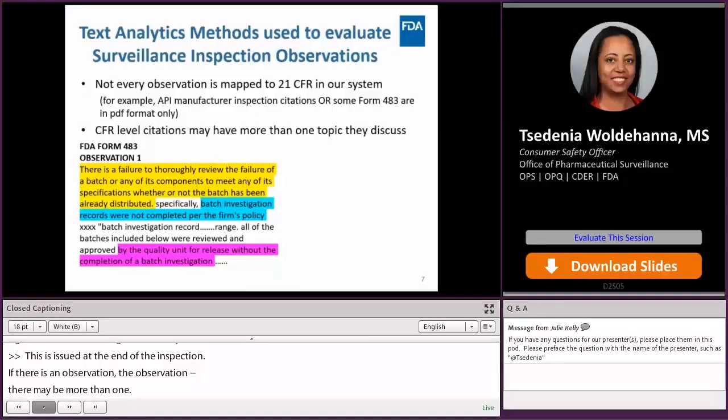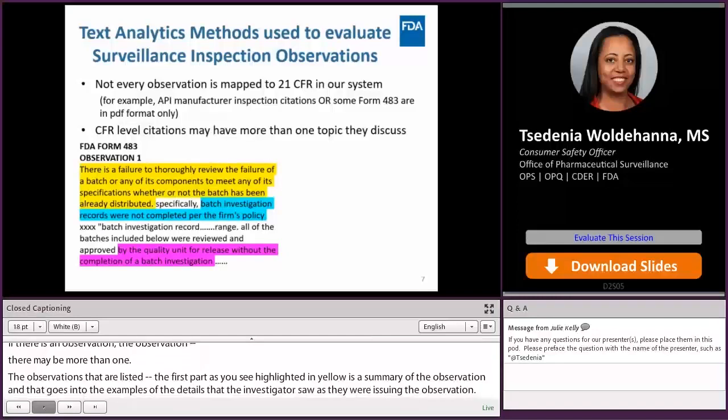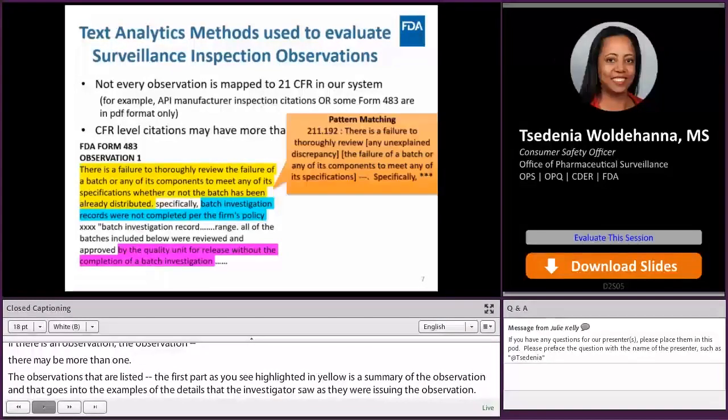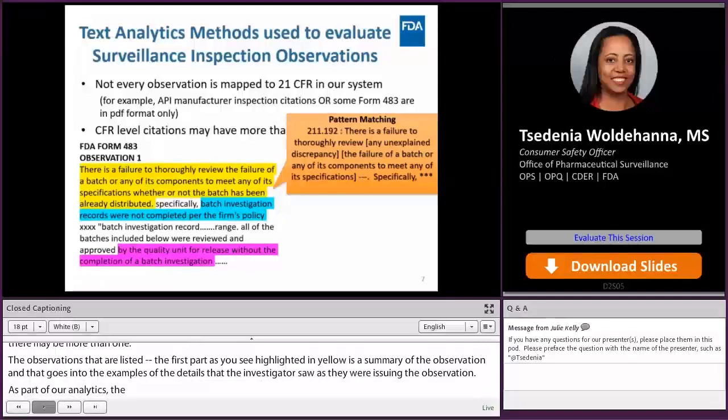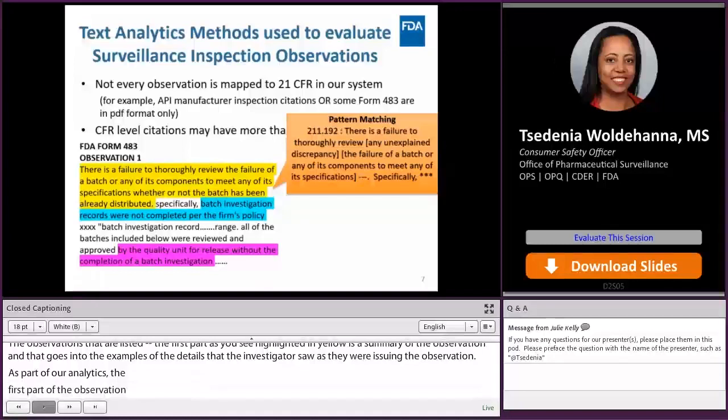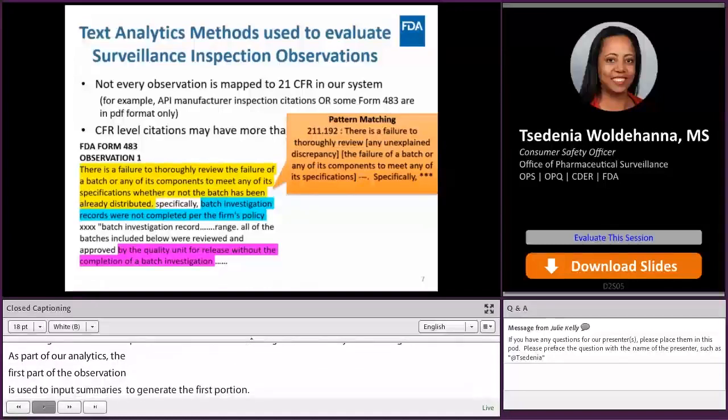So as part of our text analytics, the first part of the observation is mainly generated through templated summaries that the investigators could use. So we utilize pattern matching to match towards a specific 211 citation. In this case, the template matches to the 211.192 citation.